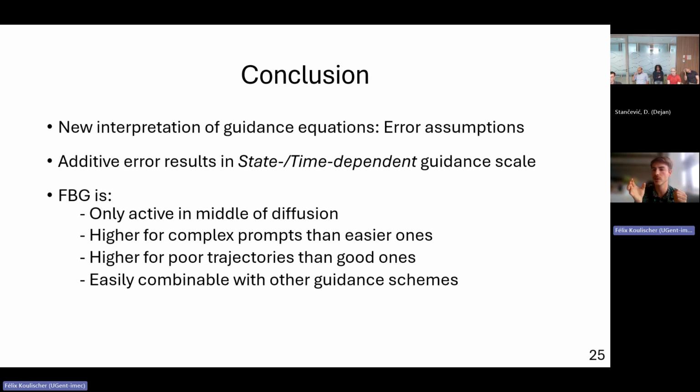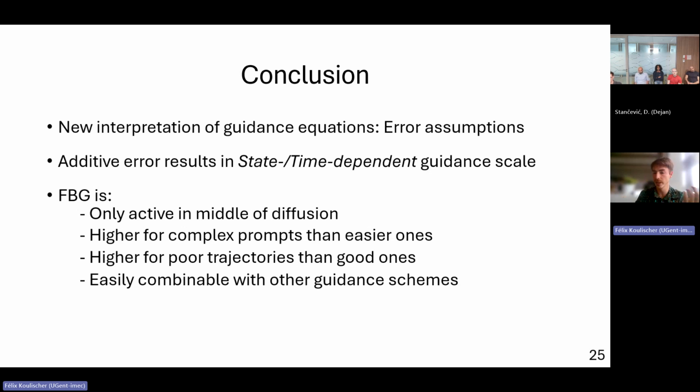I think that's a step forward to understand why guidance is needed. The reason guidance is needed is because the conditional model is bad. So we just assume how bad it is, what that error looks like. I think that's an important point, so I really want to emphasize that. And then we also show that adding this additive error, which gives non-zero likelihoods to out-of-conditional-distribution samples, results in this state-time dependent guidance scale, which we call feedback guidance.